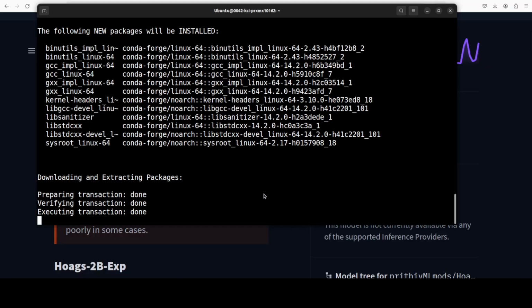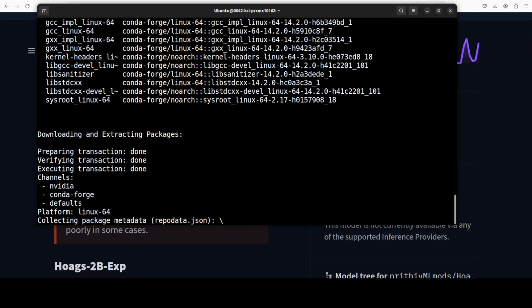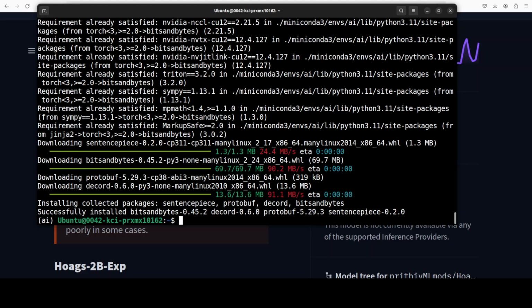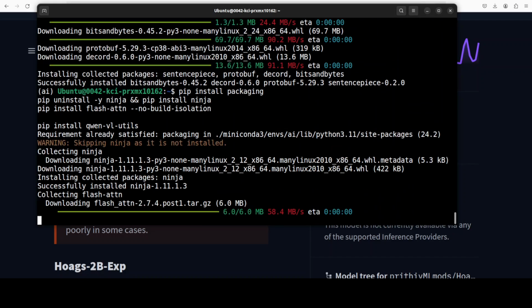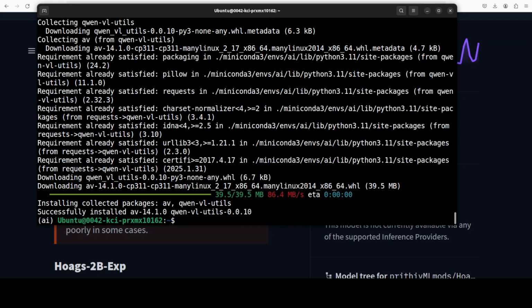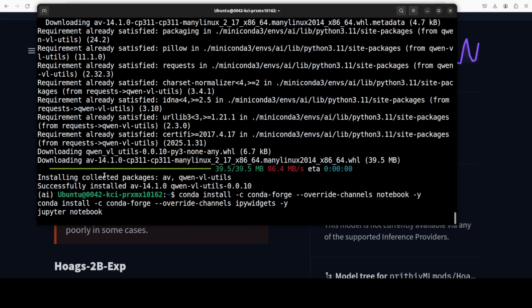Okay, so this is going to take a couple of minutes to get everything installed, so let's wait. And now let's install the flash attention. That shouldn't take too long, and we are also installing the Qwen utilities. And now let me launch my Jupyter notebook, and then we will download the model and play with it.